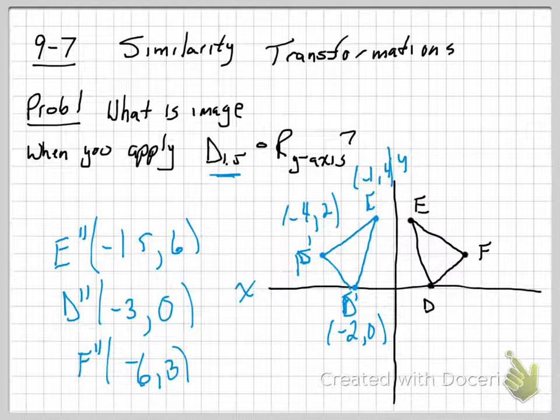So if you use a different color, just red for that one, E double prime is negative 1.5, 6. That's up here. Okay, D double prime is negative 3, 0. It's right there. And negative 6, 3. Right there. So you know you're multiplying by over 1, so it's going to get a little bit bigger, and there's going to be your similarity transformation.